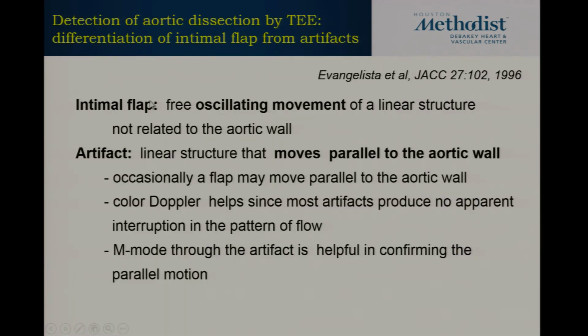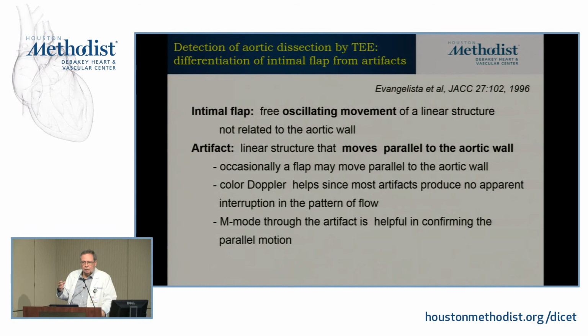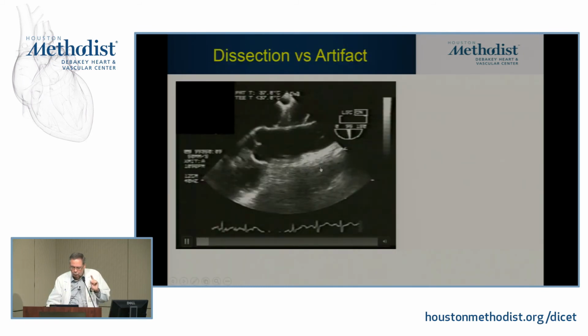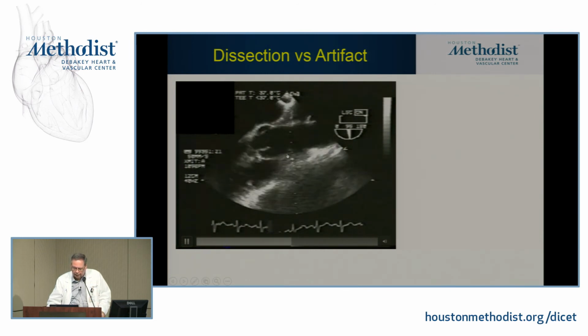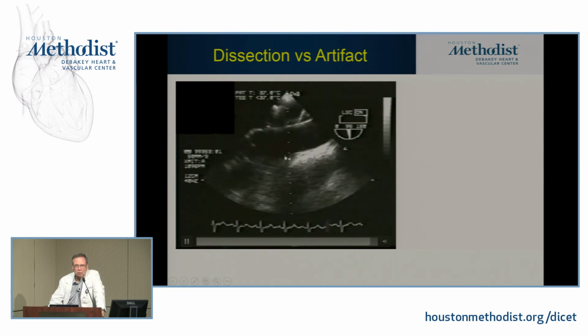So intimal flaps are free oscillating. They have a free oscillating movement independent of the cardiac cycle. Remember, the aorta is a vessel, and it's going to move a little bit like this with systole and diastole, where the flap inside is just doing its own thing. It's dancing at its own rhythm. It's not following the aorta. And that is the way you figure it out, because look at this one here. That one really makes you look twice. That one is not like the first one, the one I showed you earlier.